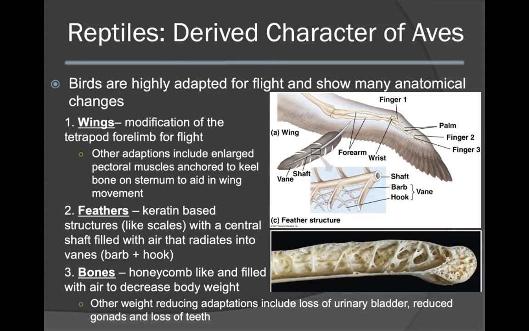The bones of avians are honeycomb-like and filled with air, once again to decrease the body weight to allow for flight. Other weight-reducing adaptations include the loss or reduction of the urinary bladder, reduced gonads, as well as the loss of teeth.